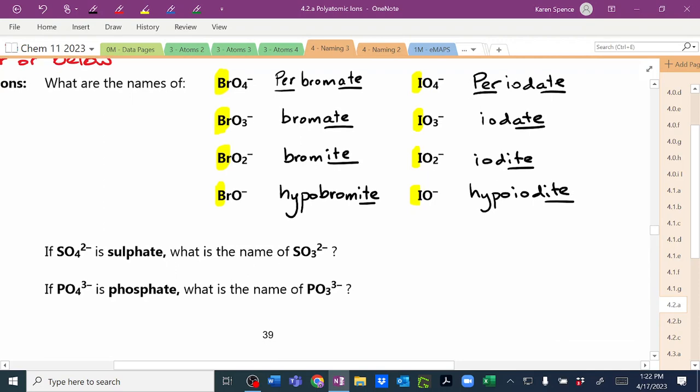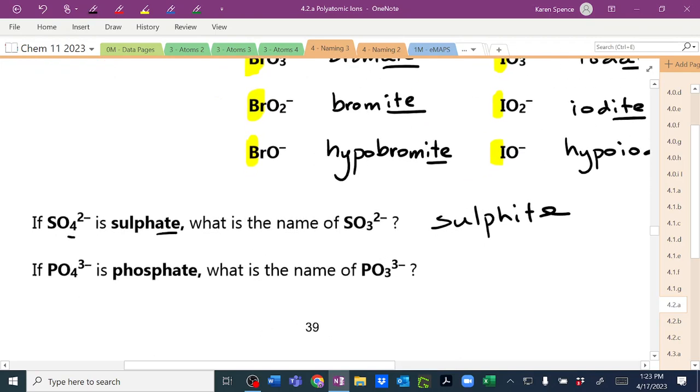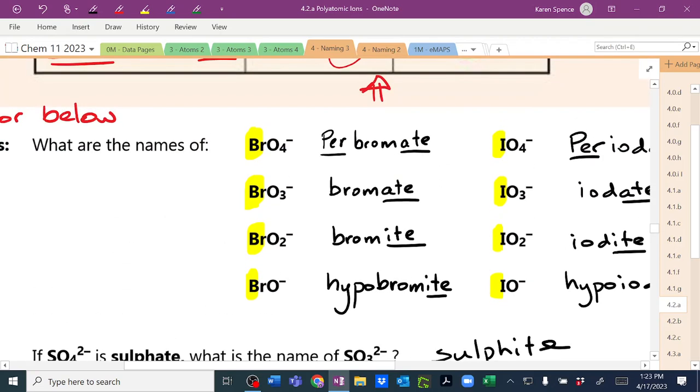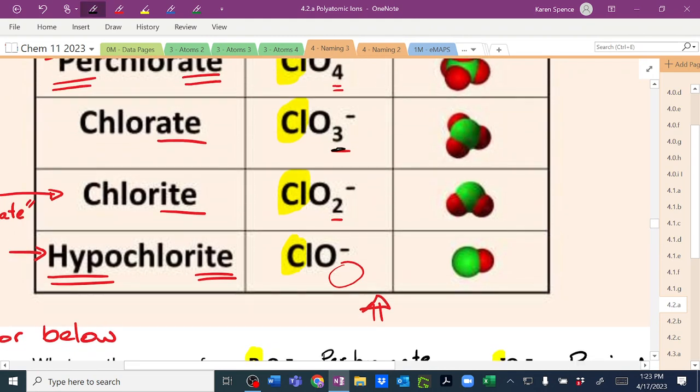If SO4 2- is sulfate, what is the name of SO3 2-? SO4 is sulfate, SO3 is sulfite. PO4 is phosphate, PO3 is phosphite. And wouldn't it be lovely if we could always say, oh, the -ate is always the 4, right? But you can see that with the chlorate, it's a 3. It just has to do with the relative number. It's not the absolute number. You can't tell the absolute number from the -ates and -ites.